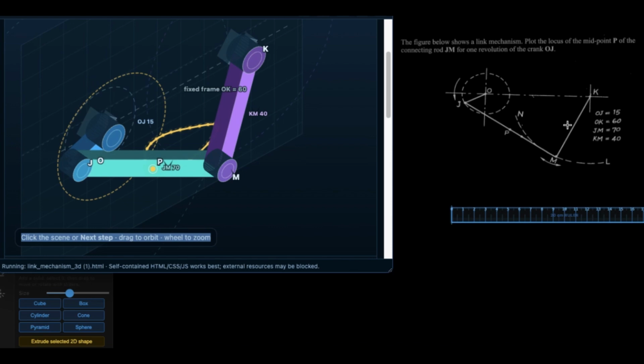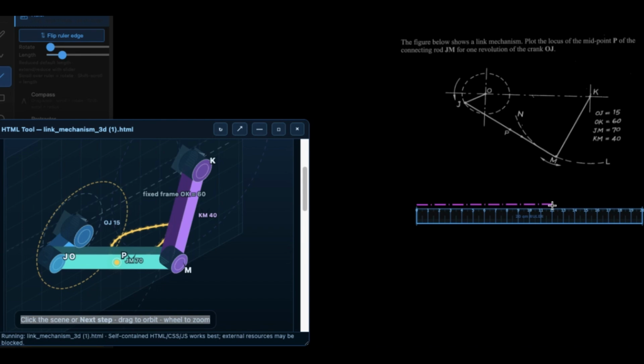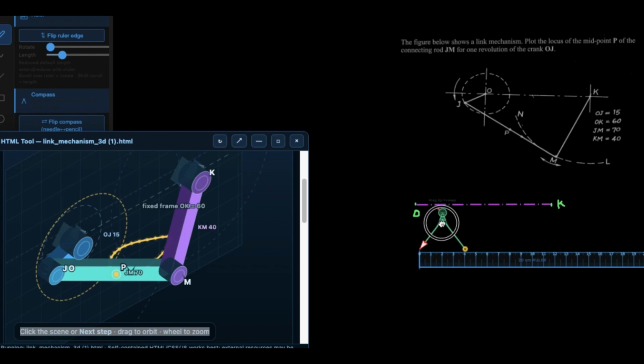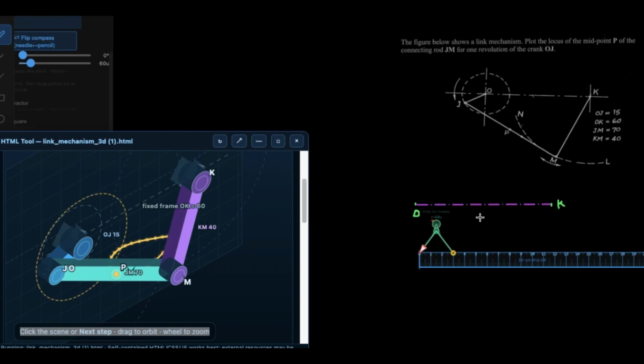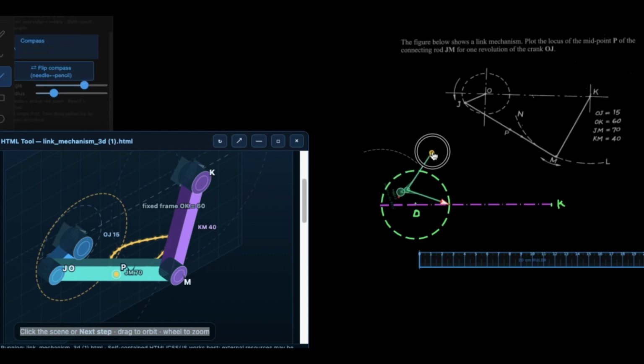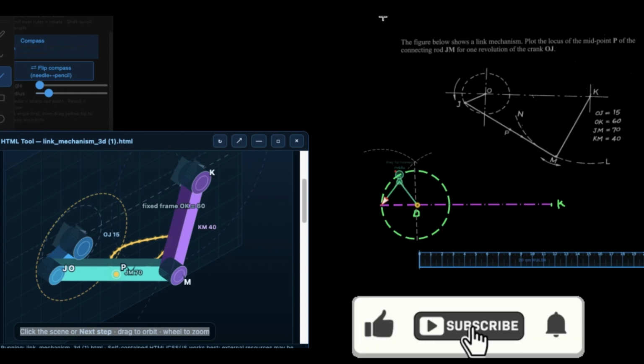So let's begin. First, we are going to construct the mechanism. Using OJ as the radius of the circle, construct your circle. Extend your diameter and divide your circle into 12 equal parts. Check the video up here if you don't know how to divide a circle into 12 equal parts.